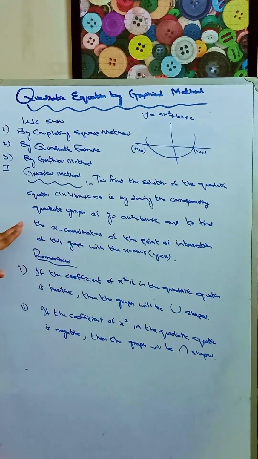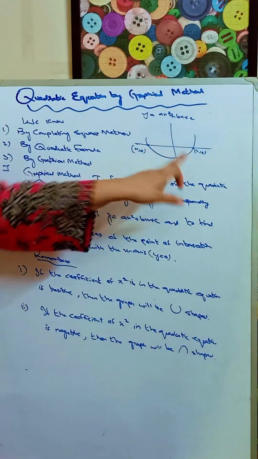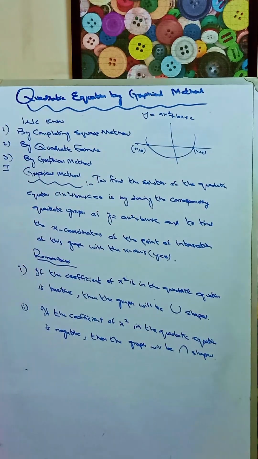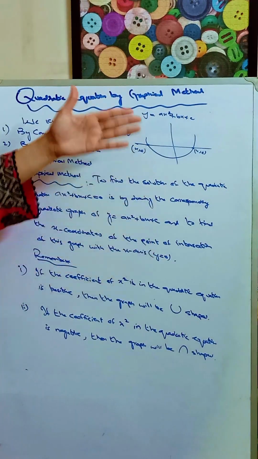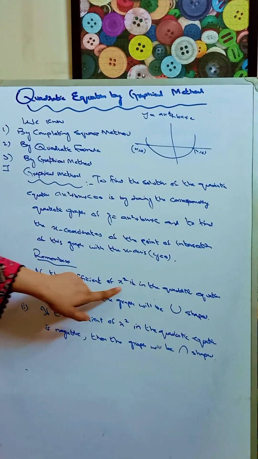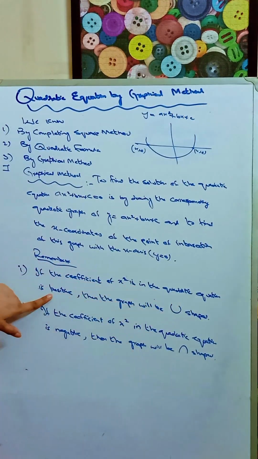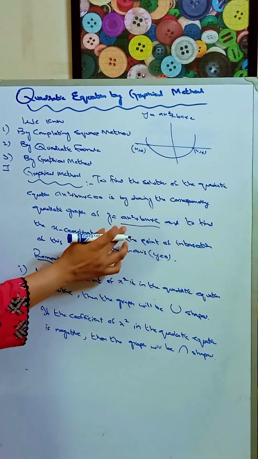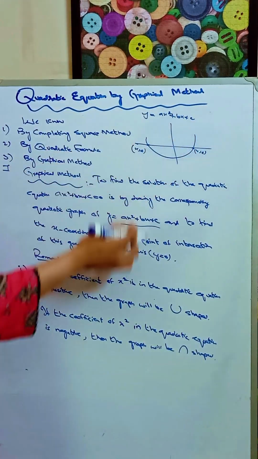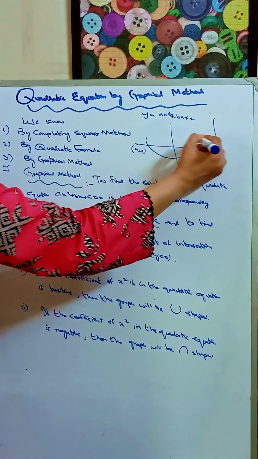Where we find the x coordinates of the point of intersection of this graph with the x-axis, where y is 0, is known as the graphical method. Clear? So to represent any quadratic equation graphically is also known as the graphical method. Points to remember: number one, if the coefficient of x square in the quadratic equation is positive, then the graph will be U-shaped. If the coefficient of x square is positive, the graph will be of U-shape, and if it is negative, the graph will be of opposite shape, like that.